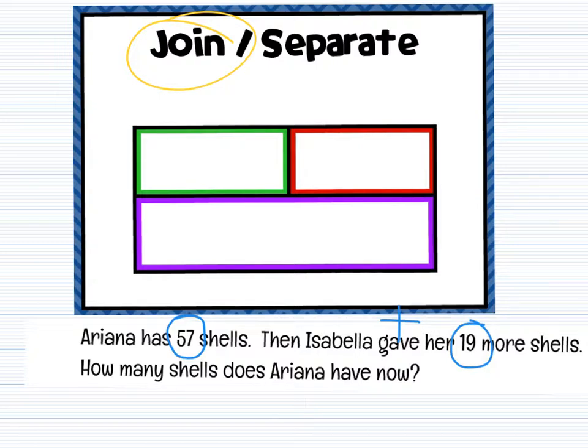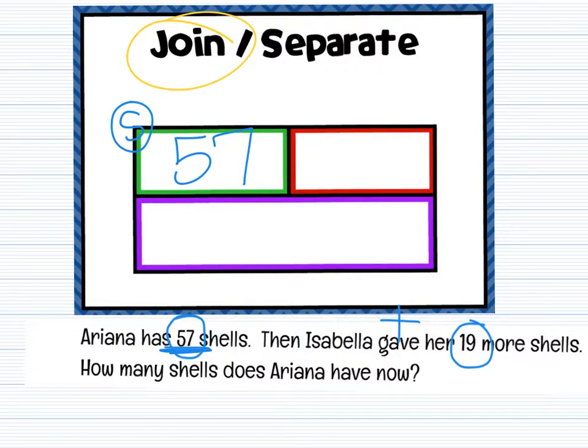Now let's go back in. The green, remember, was the start. So go back to your word problem. Did you have a number to start? Yes, we absolutely did. Here it is, 57. So my start number is 57. I'm going to put a little S there so we don't forget. That's my start number. So Ariana had 57 shells to start.